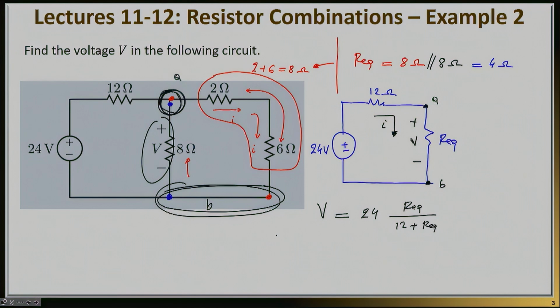So from there on, you just have the numerical calculation to carry out. So you will have the 24 times the Req, which is equal to 4, divided by 12 plus 4, or the result of this is going to be equal to 6 volts.